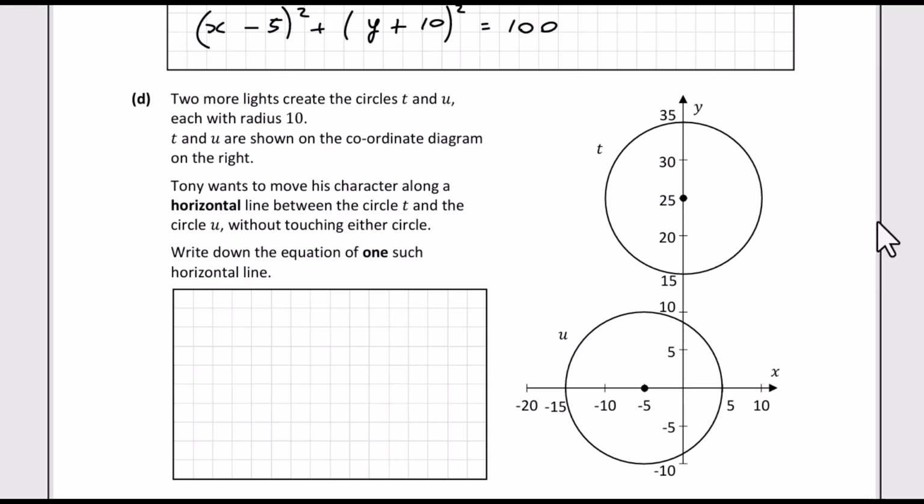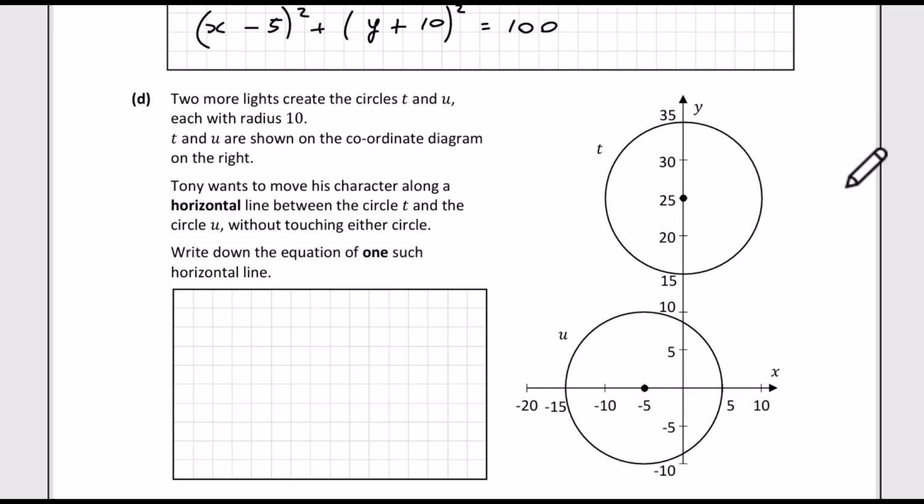Okay, next part then. Two more lights create the circles T and U. So we have T and U here, each with radius 10 centimeters. So you're going from 35 to 25, you're going from 25 to 15. Here you're going from 0 to 10 on the y-axis. So there is a bit of a gap between these two here. T and U are shown on the coordinate diagram on the right. Tony wants to move his character along a horizontal line between the circles T and U. So along here somewhere. He wants to move horizontally along here. Write down the equation of one such horizontal line.